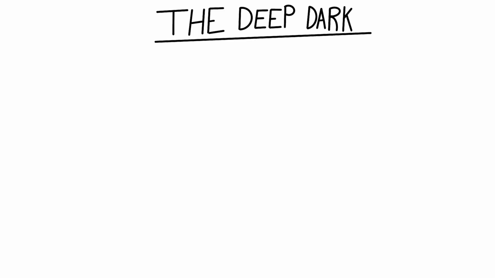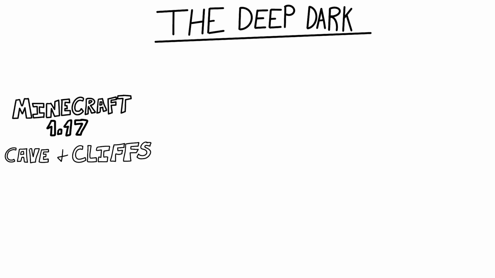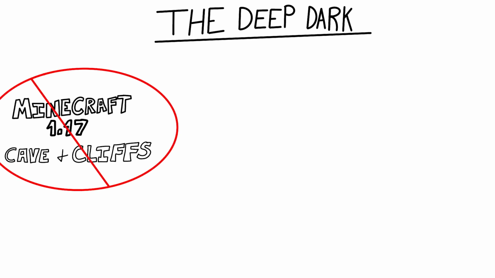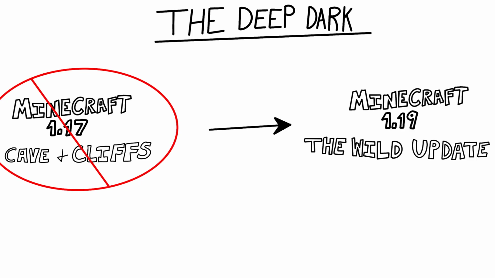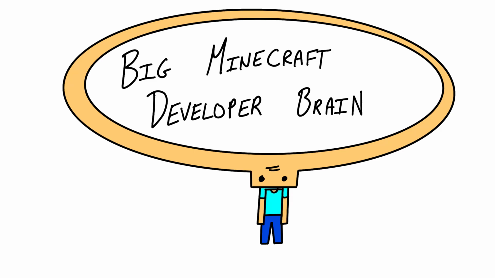The Deep Dark was a biome introduced as early as the 1.17 Caves and Cliffs update. However, we would not be able to play it until snapshots came out for the 1.19 Wild update. And personally, delaying the Deep Dark and essentially giving it its own update was genius by the developers.